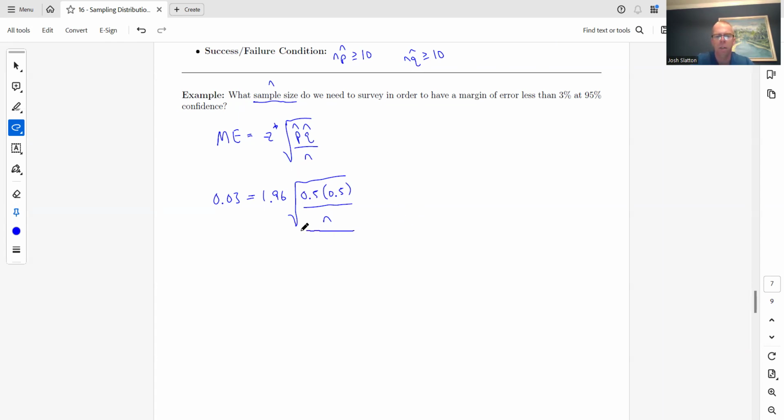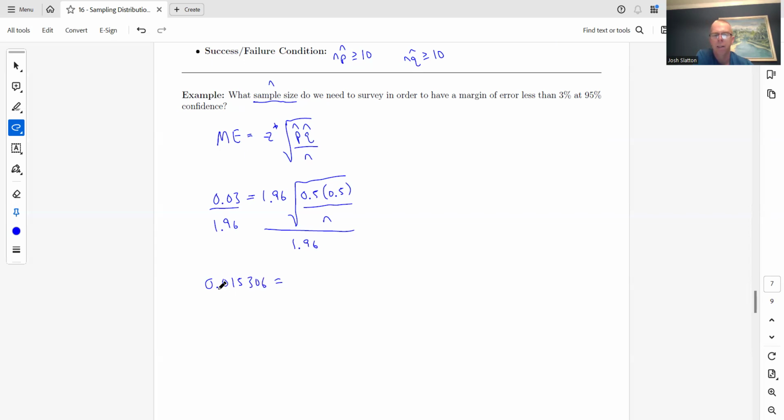So first, we're going to isolate the square root part, and so we divide by the 1.96. Now, one thing you've got to be careful of doing these is the rounding. It's very easy to say, so the answer is 0.015306. Now, if you put 0.02, you're going to be way off on your final answer.